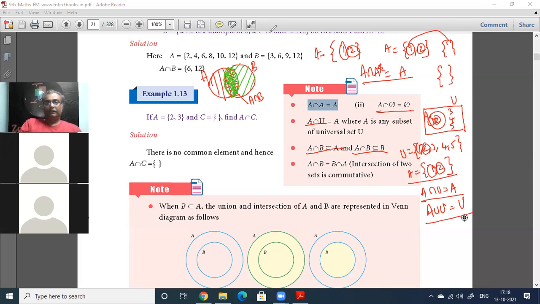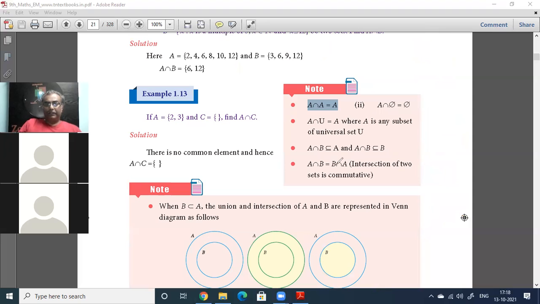Then A intersection B is equal to B intersection A. That is commutative. A intersection B, you can call A and B, and same as B intersection A. Either way, this is the same thing. You call it A intersection B or you call it B intersection A. It's all the same, so it is commutative. Now we finished there, I think.